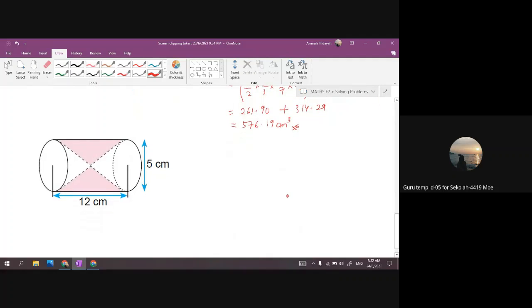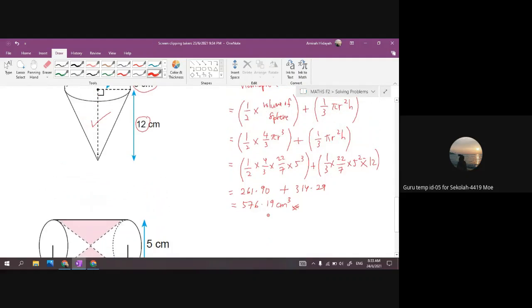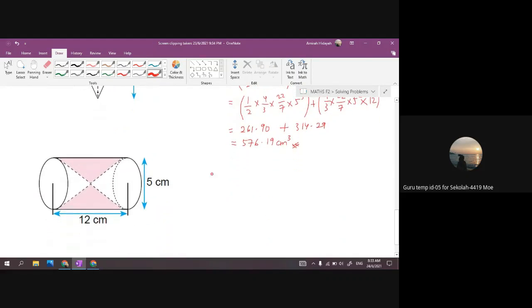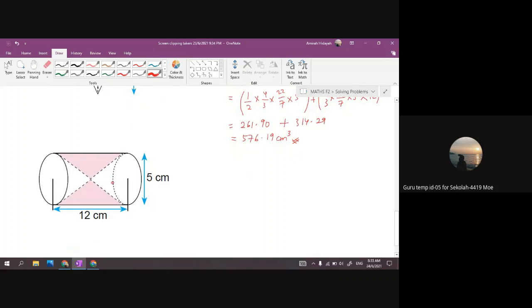So next example. Self practice 6.4 2A. Okay, ni maybe level dia up sikit lah. Sebab ni melibatkan shaded region. So, do you have any idea on how to solve this question? So, the question wants us to find the volume of the shaded region. So, how do you solve this?